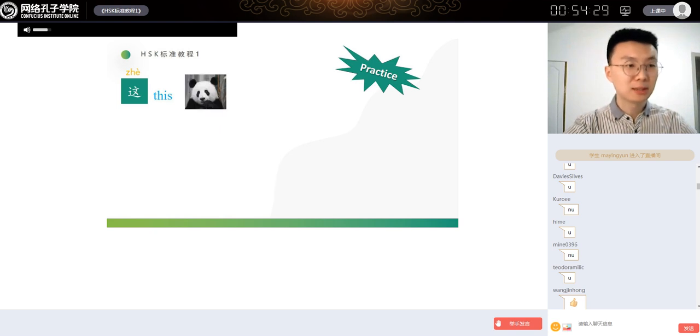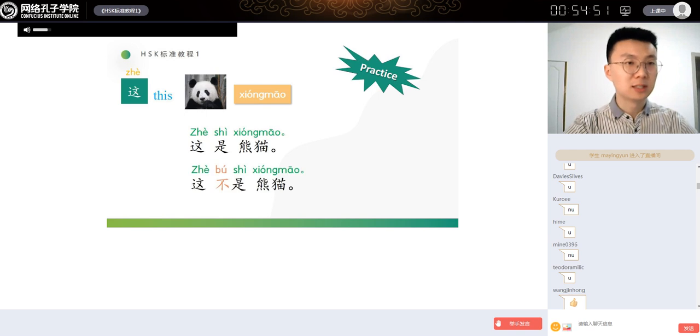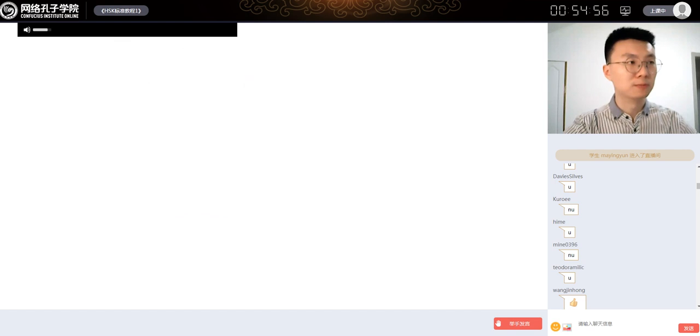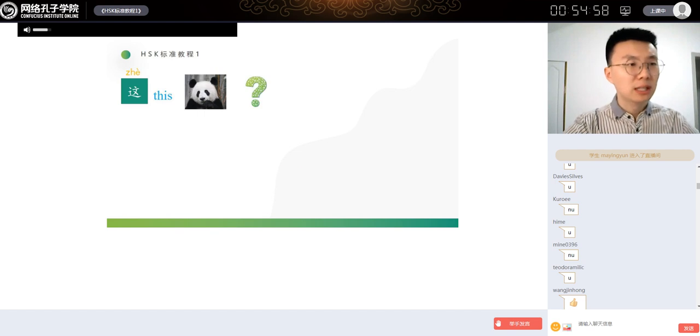This one? What's this? 这是什么? Remember? 熊猫. So let's make a sentence. 这, how to say? Yes, very good. 这是熊猫. Give a negative form. Change it into negative form. How to say? Very good. 这不是熊猫.